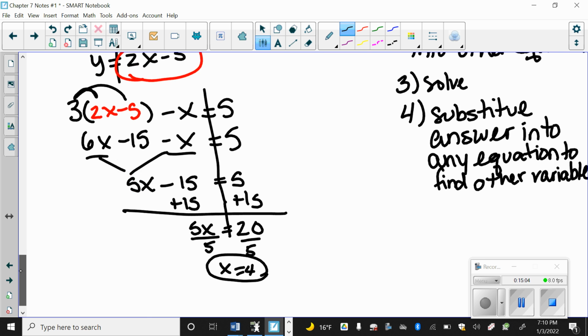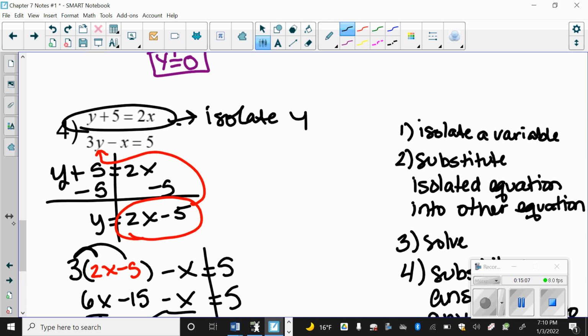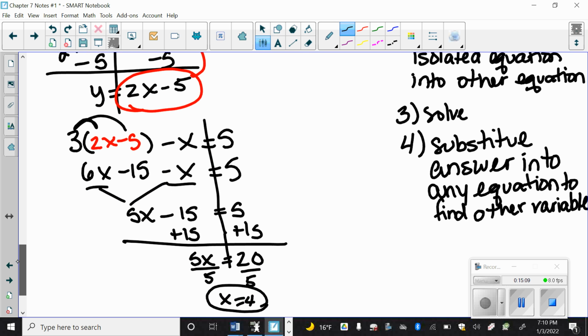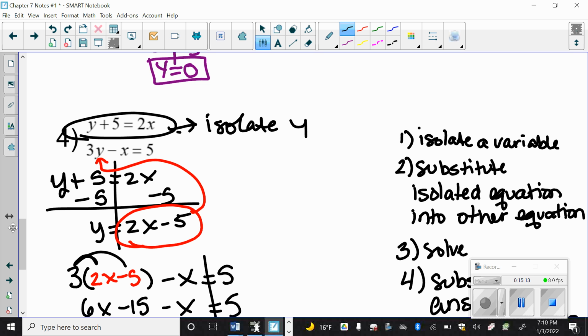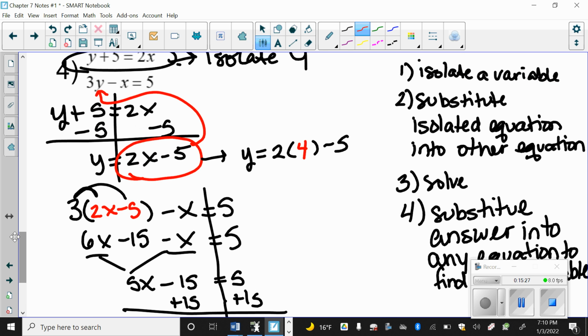Now that we know x equals 4, we can substitute that in, step 4, to find the other variable. So x equals 4. So since this equation is already solved for y, I'm going to substitute that in here. So y equals 2 times x minus 5. X we said was 4. Let me double check that. Yep. So we get y equals 2 times 4 minus 5. So y equals 8 minus 5, which is 3. So our answer is x comma y, so 4 comma 3.